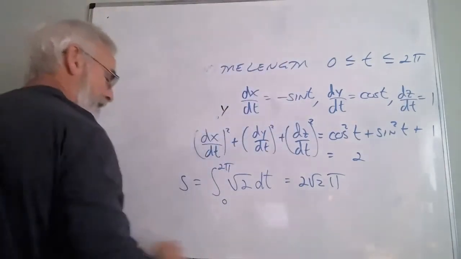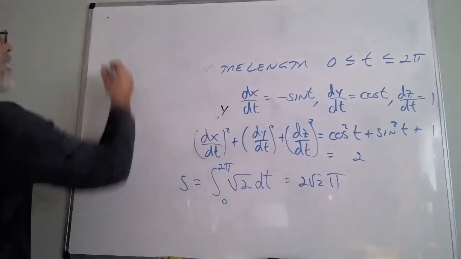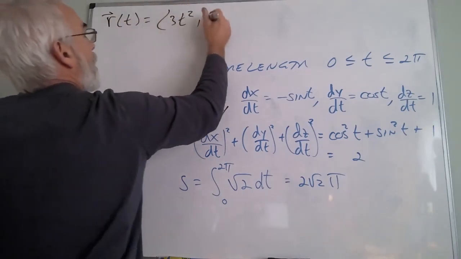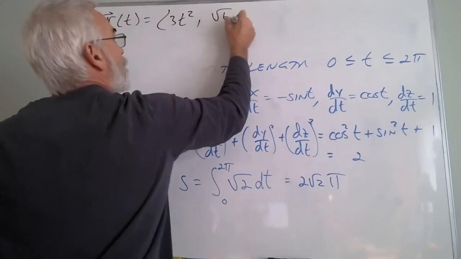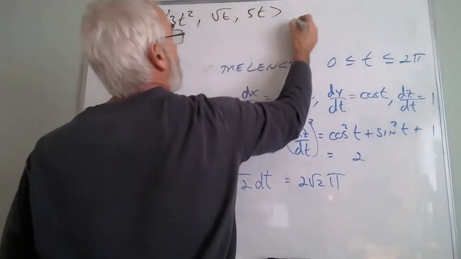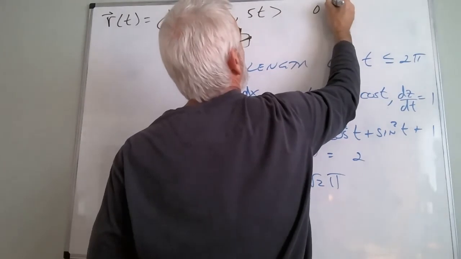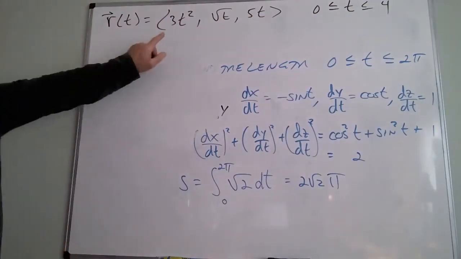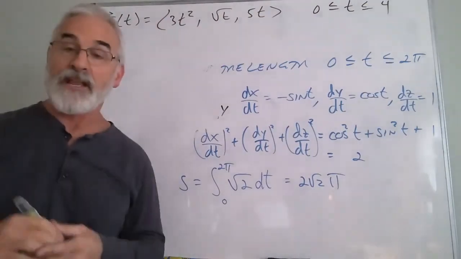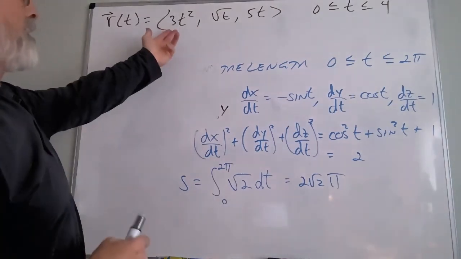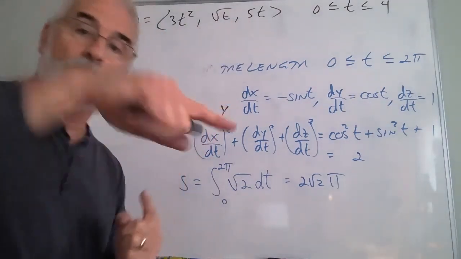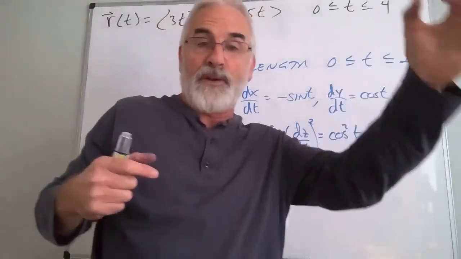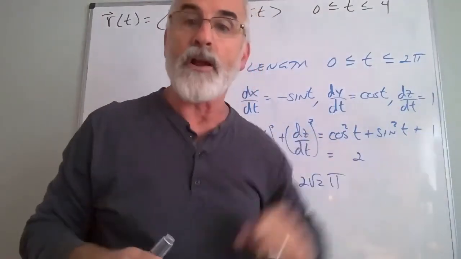So let's do something just slightly more complicated. Let's suppose that our r(t) is 3t squared, square root of t, 5t. And let's keep it simple. t is going from 0 to 4. I would like to find the length of the curve that this vector valued function generates. Now, the idea being, if I replace t with 0, clearly I'm at the origin. And now I'm going to start moving around space. I have no idea what this looks like, by the way. So between t equals 0 and t equals 4, how long is that curve?